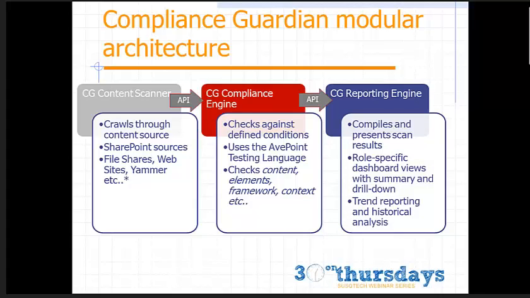So the Compliance Guardian, this slide is a little bit technical, but there's a point to this. The Compliance Guardian software is modular, and it's divided into 3 tasks, including the content scanner, which is responsible for crawling through the data repository, the compliance engine, which compares the content source to the relevant policy, and the reporting engine, which compiles and presents the reports. I'm showing you this modular architecture because it allows AvePoint to adapt the scanner to other content sources, such as websites, file shares, social applications. I mean, essentially any product with an open API that we can call.